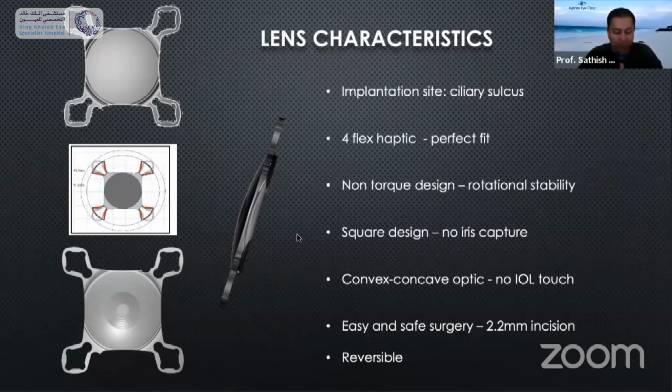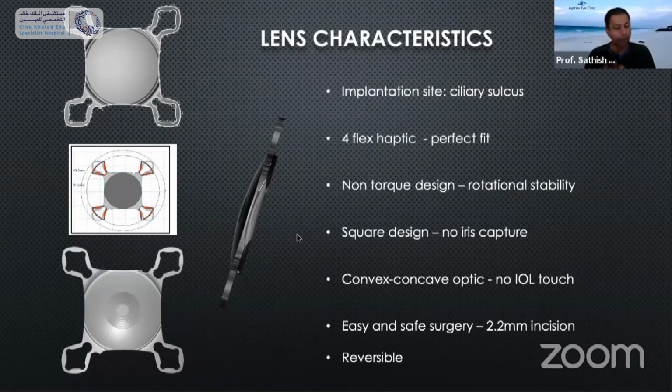so that they don't have a sharp edge and they don't rub off the iris pigments from the posterior iris pigment epithelium, and thereby reducing the amount of secondary pigment dispersion glaucoma. And because of these 4 haptics, they have got a non-torque design, which means it gives an excellent rotational stability, which is important when you're dealing with toric supplementary lenses which are placed in the ciliary sulcus. And most importantly, they have got a convex concave optic.